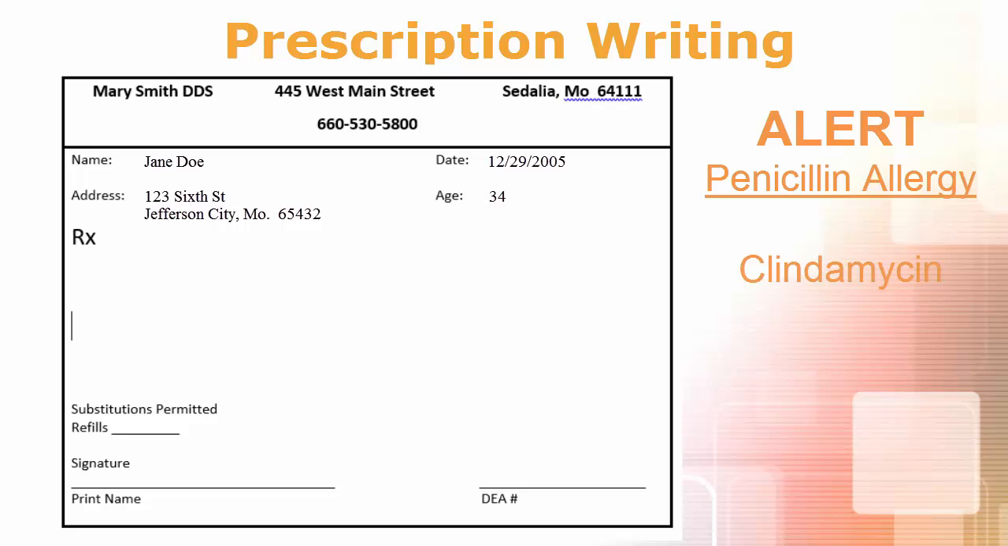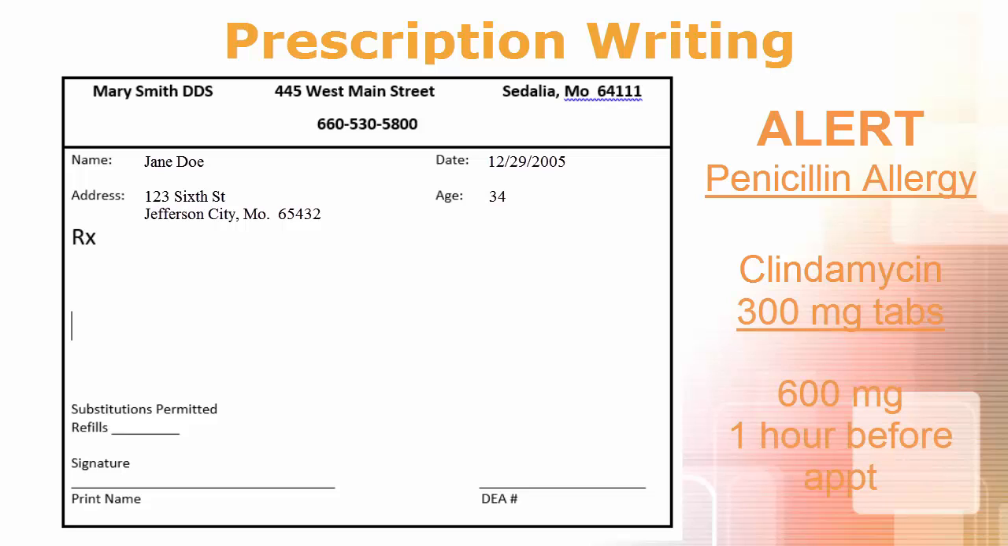They come in tablets of 300 milligrams, and for a pre-med, the patient would take 600 milligrams 1 hour before their dental appointment. To begin writing the script, you would start with the name of the drug to be prescribed, in this case, clindamycin. Alongside that, on the same line, you would include the strength of each tablet written in the metric system. So for this, it would be 300 milligrams. On the next line, you will write how many tablets are to be dispensed. Always start this line with DISP hashtag.